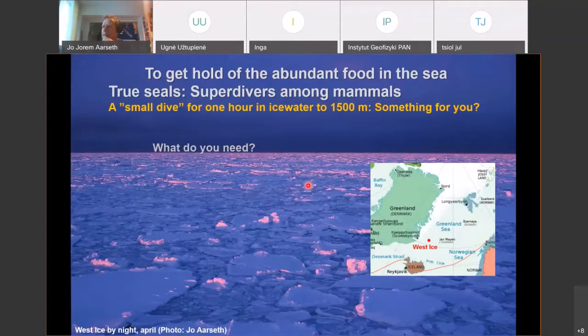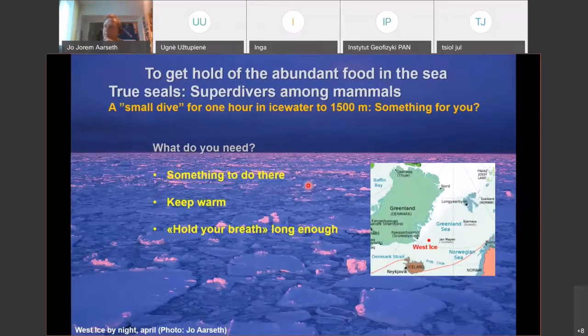So what do you need if you're going down to 1,500 meters and staying underwater for 1 hour and you have lungs? You need something to do there, of course, and they are going down there to eat. You need to keep warm, as we have already talked a lot about, and you need to hold your breath long enough. Well, that's not the same as we do, but I will come back to that. You need to bring enough oxygen, and the oxygen stores in your body need to be very good, and you need to fill them really well up before you go down.